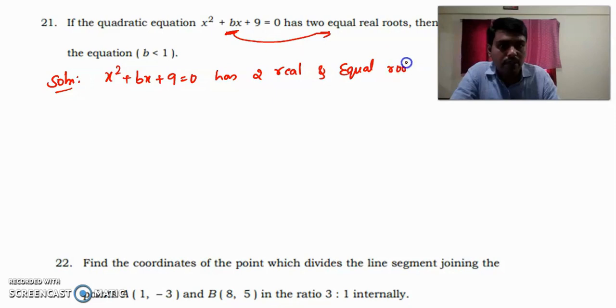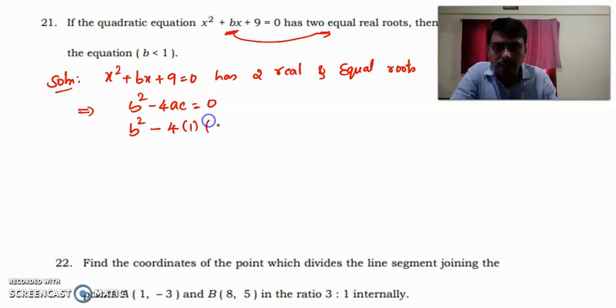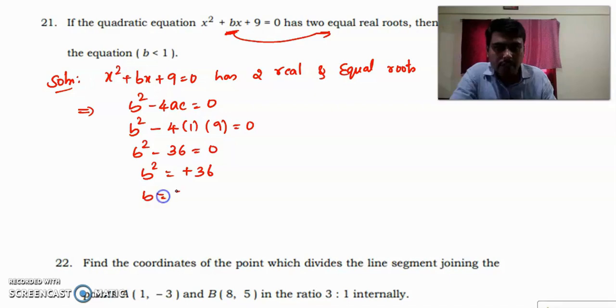So if it has real and equal roots, that means b square minus 4ac equal to 0. Here b is b only, no value is given. a is 1, in place of c we have 9. So b square minus 36 equal to 0. So b square is equal to 36. Actually b is equal to plus or minus square root of 36. It is nothing but plus or minus 6 we will get.